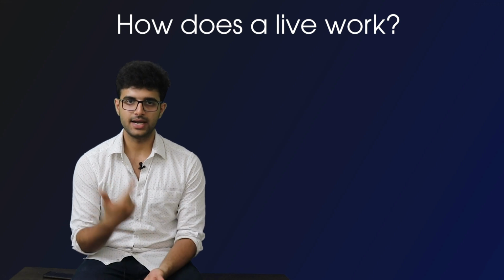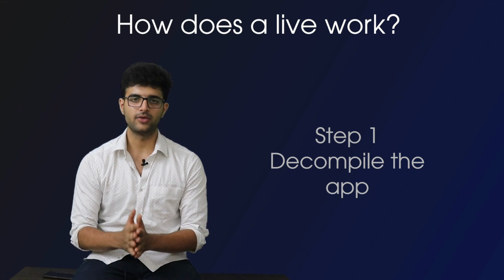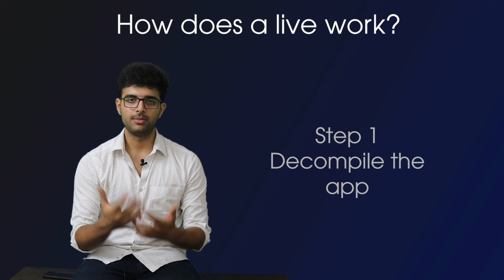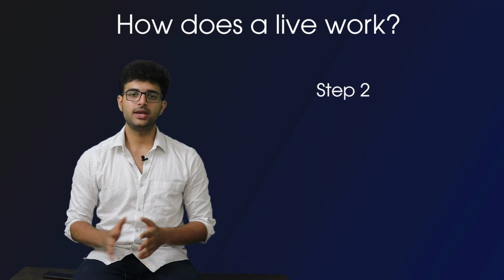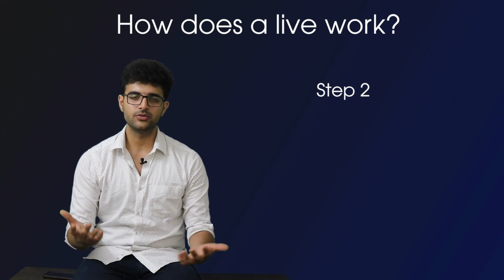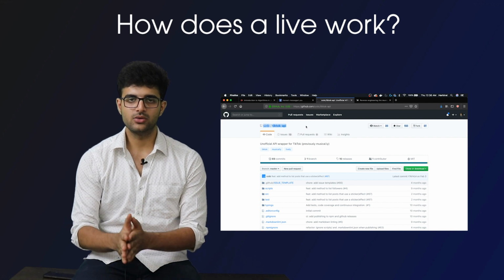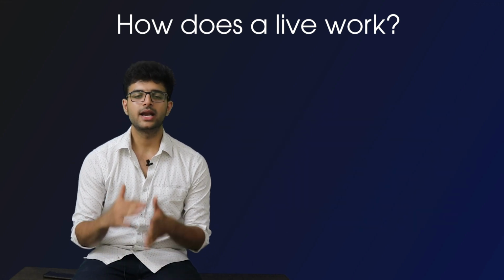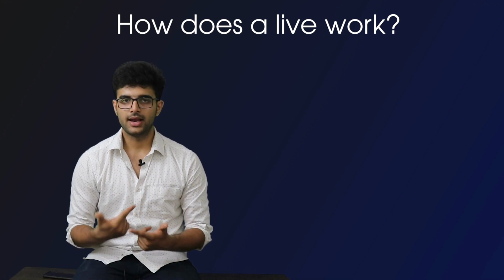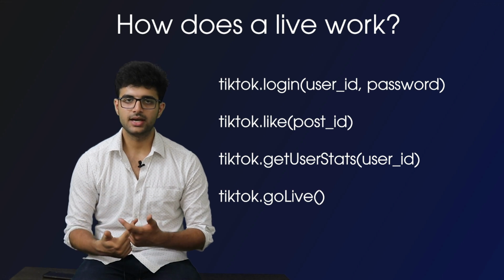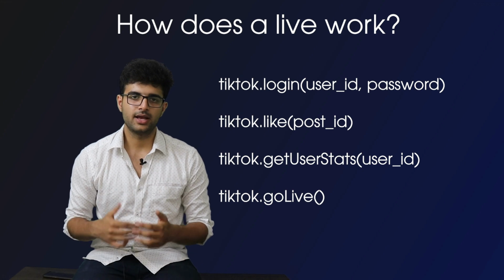The first step towards getting the API endpoints of any app is that you decompile the mobile app and you find out the actual URLs where your application sends out requests. Luckily for us, someone has done this already. Step number 2 is that you create an abstraction around this in any language of your choice. In our case, again, we were lucky that someone had made an abstraction around this in Node.js. Hence, all that we had to do was use that abstraction to make function calls. Now, there are a lot of functions that this provides. You can log in, you can like another video, you can check out the stats of a fellow TikToker. And one that really got my eye was going live.